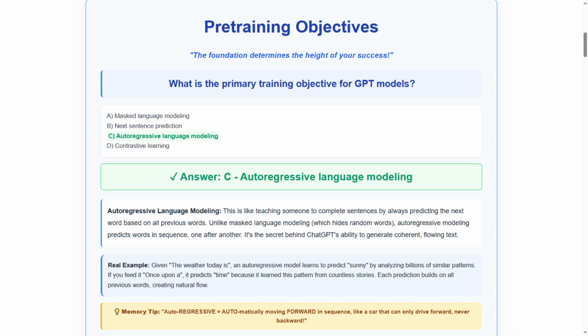Autoregressive language modeling. Why this answer? GPT models predict the next word in sequence, always moving forward. Unlike BERT, which masks random words, GPT learns by predicting what comes next, just like completing a sentence naturally. This forward-only prediction is what makes GPT so good at generating flowing, coherent text. Remember it this way: autoregressive means automatically moving forward, like a car that only has drive gear, never reverse.